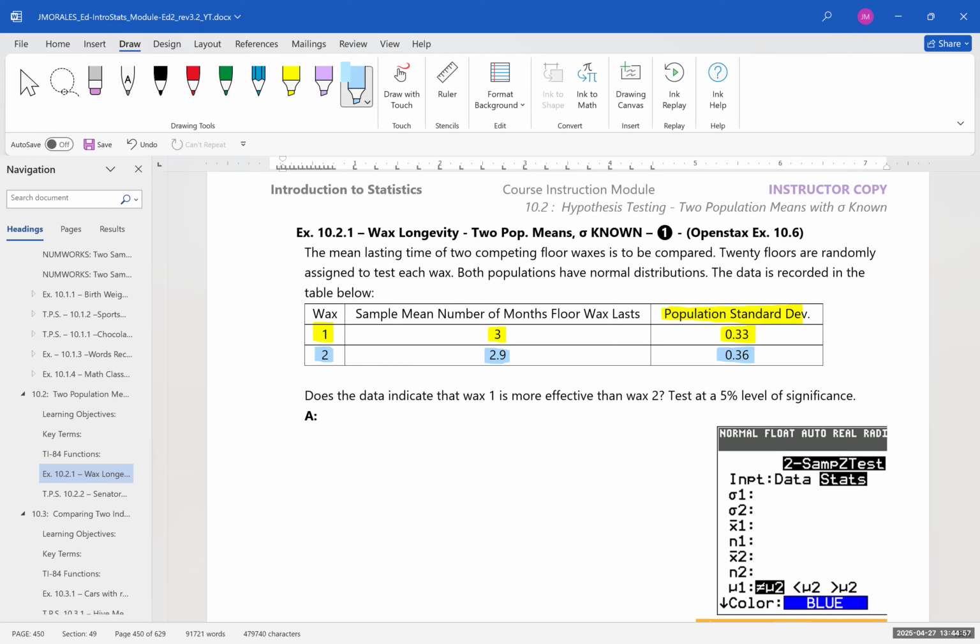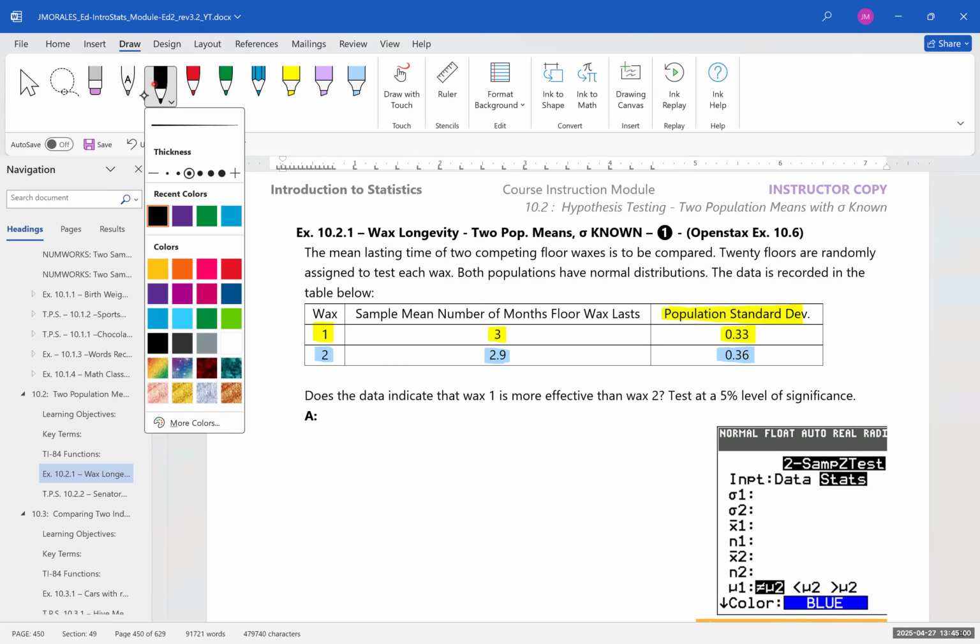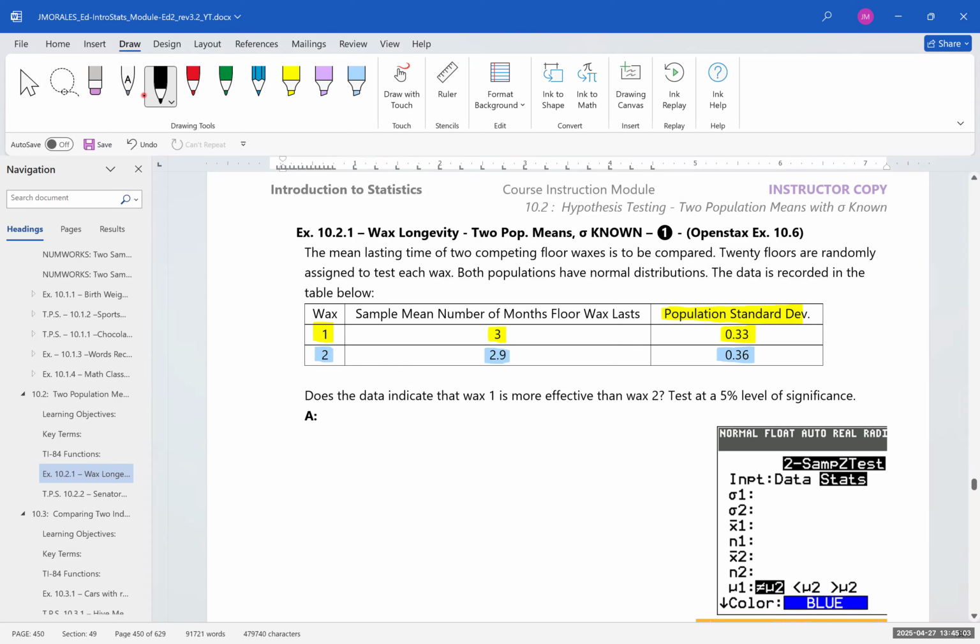So, I mean, this kind of hypothesis test would be relevant because what if wax 1 cost $50 a gallon and wax 2 cost $5 a gallon? Well, you would want to know if wax 1 was significantly better to be worth the cost of paying 10 times more for it, right? So let's see if the data gives evidence as to whether it's actually worth it to spend 10 times the amount for waxing your floor.